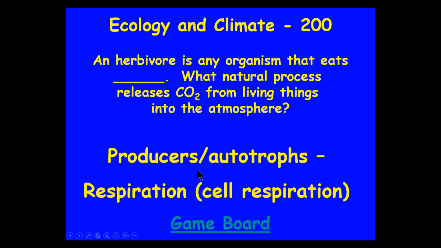All right, so producers or autotrophs. Okay, so herbivores eat plants, and plants are called producers or autotrophs. They make their energy automatically. And respiration. We exhale, releasing carbon dioxide and water vapor into the atmosphere, and that is referred to as respiration or cell respiration, as that's where the carbon dioxide and the water vapor is coming from. Our cells into our bloodstream, to our lungs, out the lungs to the atmosphere.